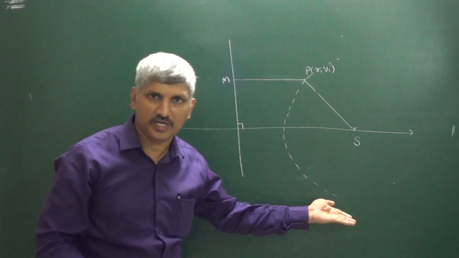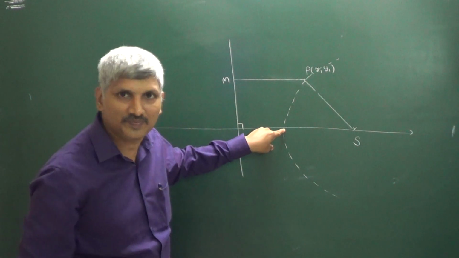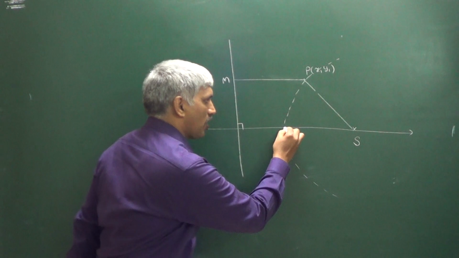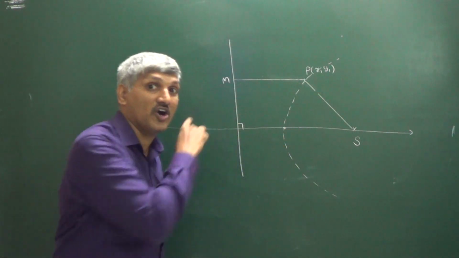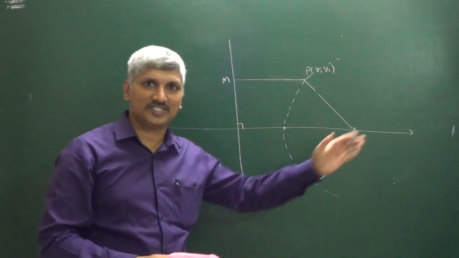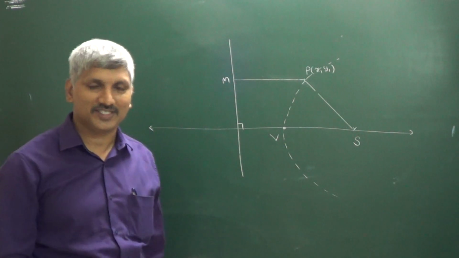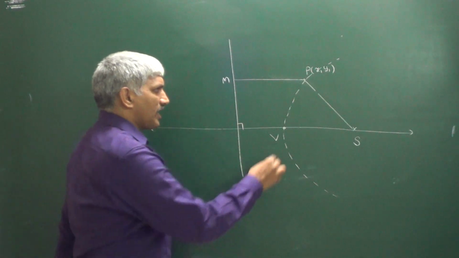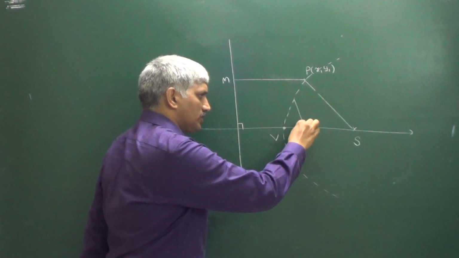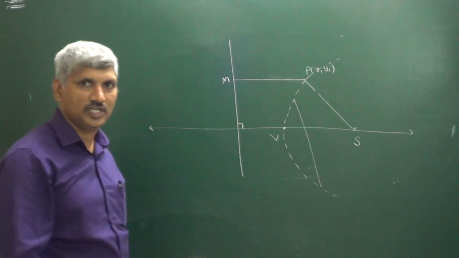Anywhere we can take here. Okay, so where the conic meets the axis, the point of intersection of conic and axis, this intersection point we are calling vertex. At the same time, you see this is a chord of the conic section.